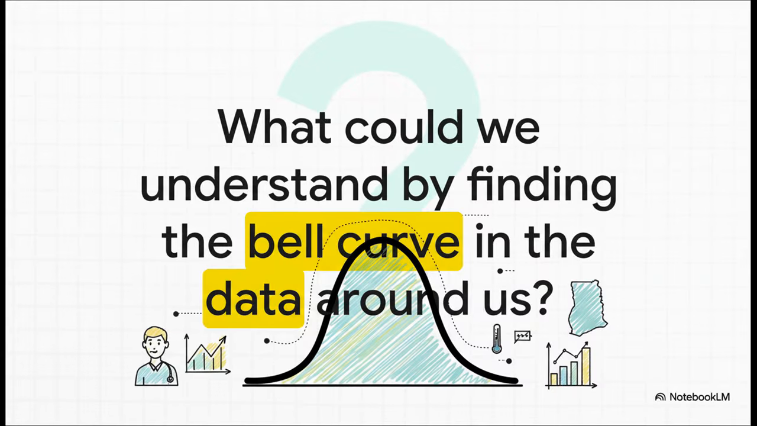The normal distribution is such a powerful, predictable pattern in health. But what's really fascinating is that its beautiful shape shows up everywhere, in finance, in nature, in social sciences, which kind of leaves us with a final thought to chew on. What other complex problems could we solve if we just knew to look for that simple, elegant bell curve hiding in the data all around us?